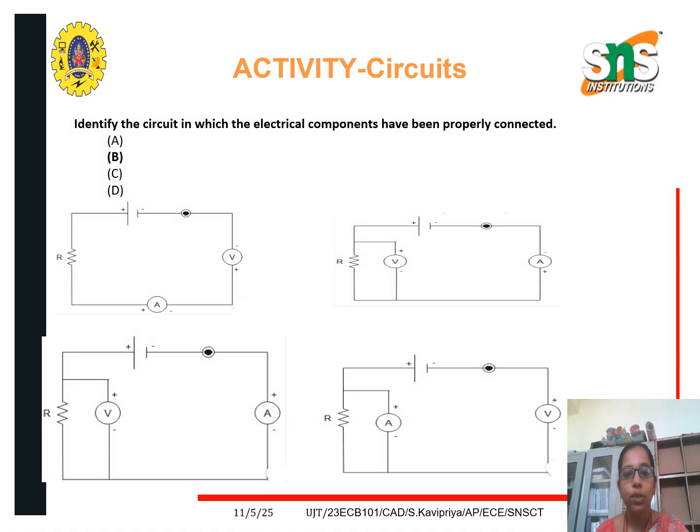And next is the activity related to the circuits. We have four circuits here. We have to identify the circuit in which the electrical components have been properly connected. The answer is the second circuit, B.